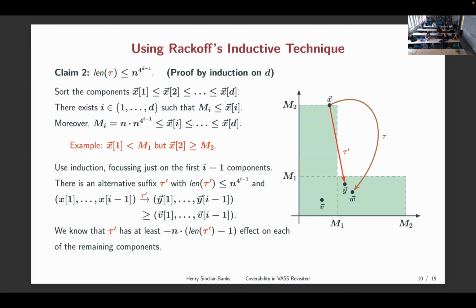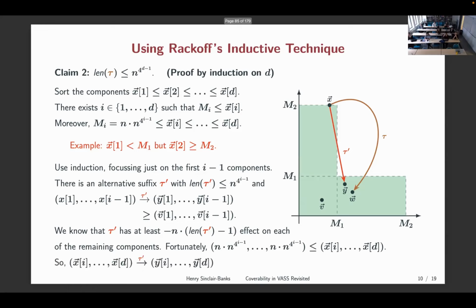And this is a subtle part of the definition. The length of a path is the number of configurations, so the number of transitions that you take is one less than that. And so the maximum negative effect over the whole run is minus n times the number of transitions you take, which is the length of the run minus 1. That's the worst that can happen on the remaining components. So let's stare at the values. I know that these components had values xi through xd, and these were all at least that Mi value chosen earlier, n times n to the 4 to the i minus 1.